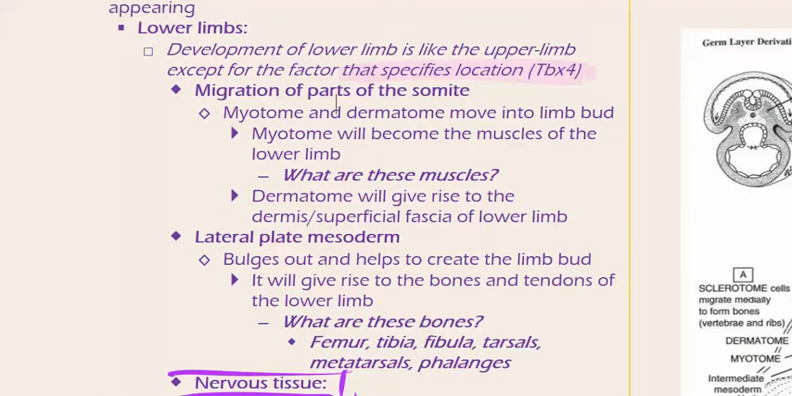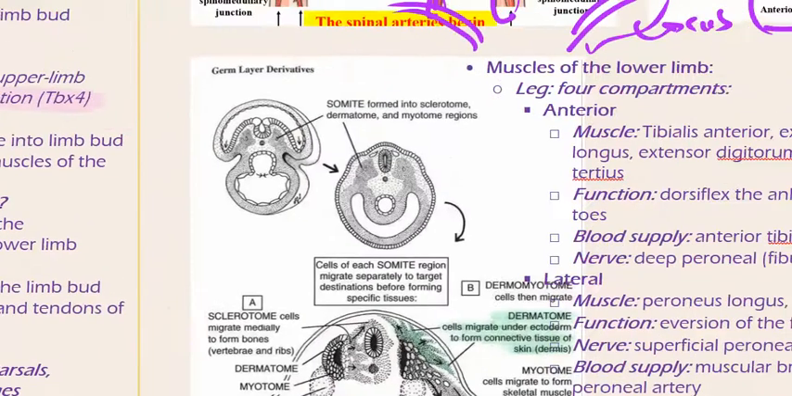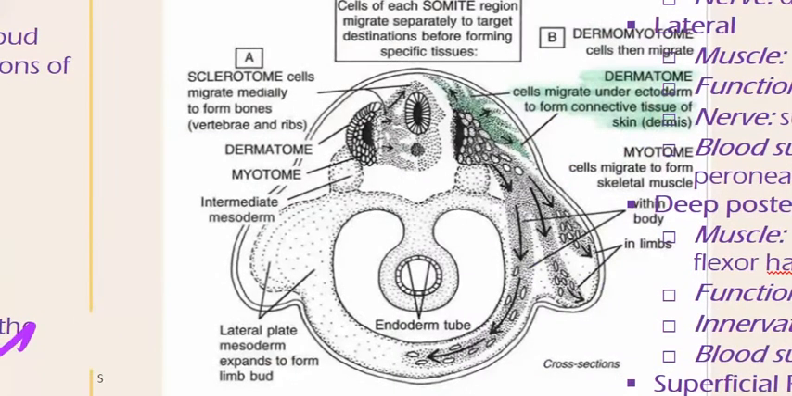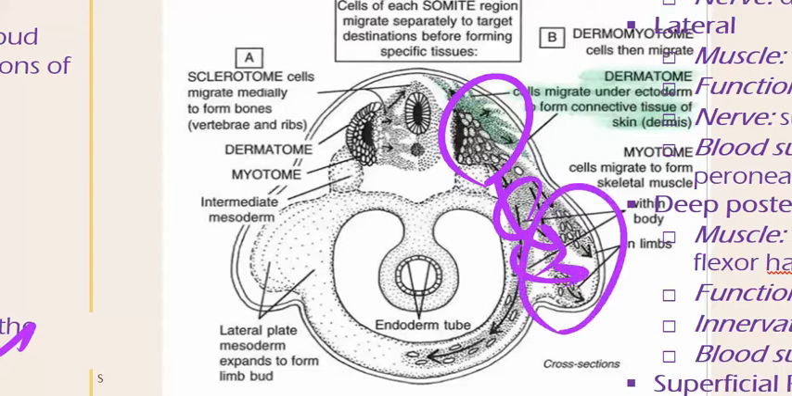But you're going to have migration of the parts of the somite. So you're going to have the dermatome and the myotome migrating into the developing limb bud. And then you have your lateral plate mesoderm also pushing out, and that's how you're forming that limb bud. Lateral plate mesoderm pushing out, myotome and dermatome migrating into this area, right?